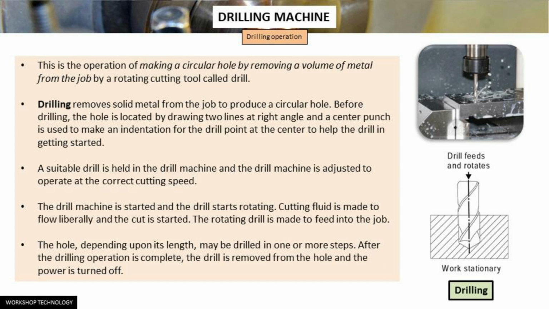This drilling operation you can see in this particular figure. The drilling removes solid metal from the job to produce a circular hole. Prior to drilling, the hole is located by drawing two lines at right angles, and a center punch is used to make an indentation for the drill point.